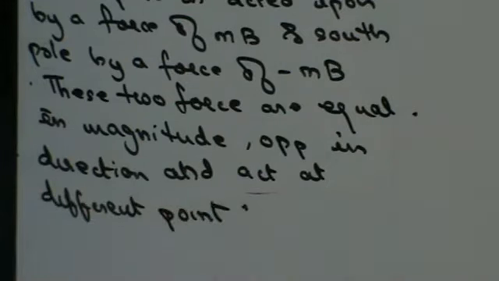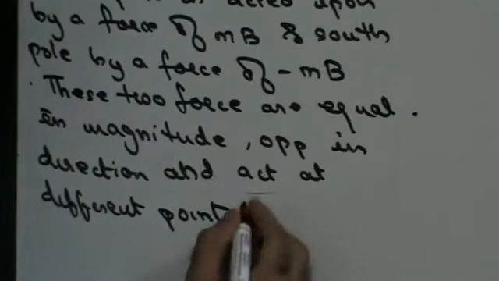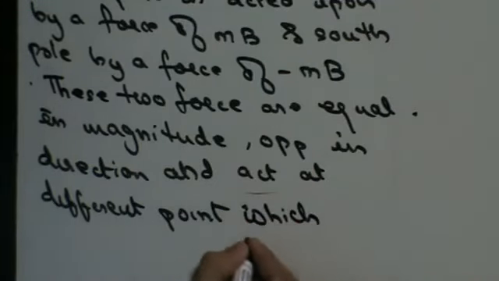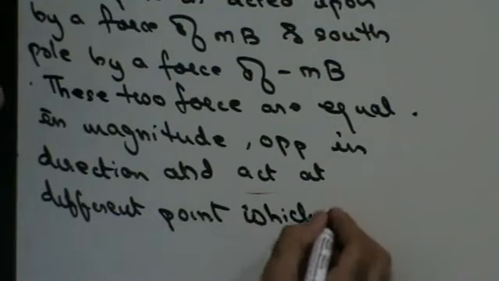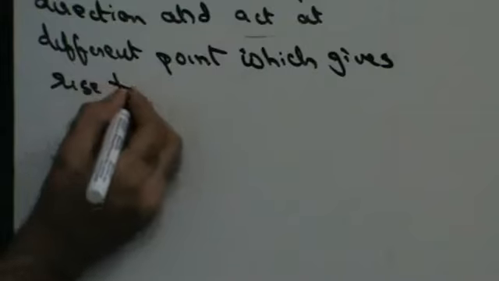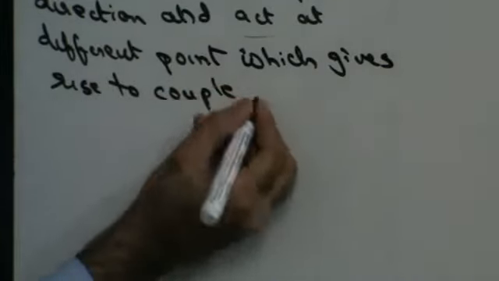This is what gives rise to a couple, right? So in that case, torque is also called a couple. So what do you mean by couple? Couple means two forces which are equal in magnitude, opposite in direction, and act at different points. Right? These are two forces which are equal in magnitude, opposite in direction, and act at different points.